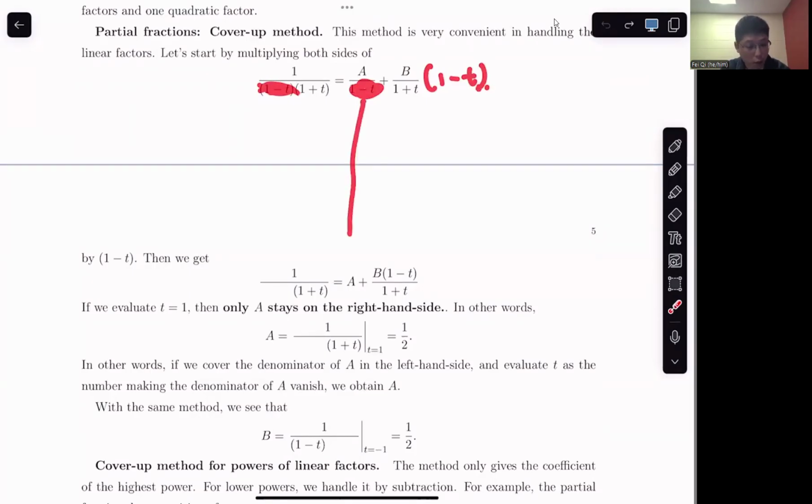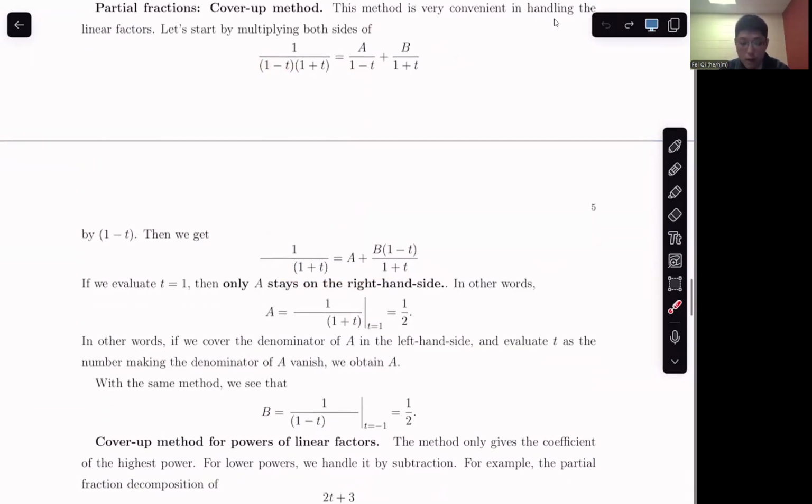So as a result, after the multiplication, I can rewrite it like this. Here, I intentionally left a space so as to understand that I'm just covering up the factor 1 minus t. Okay, so after this multiplication, we get to this identity.